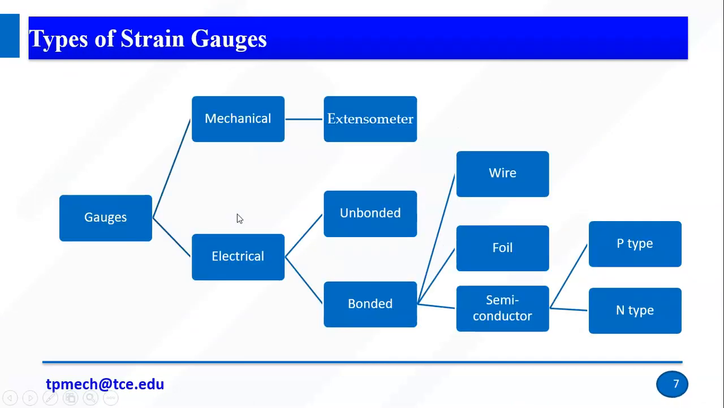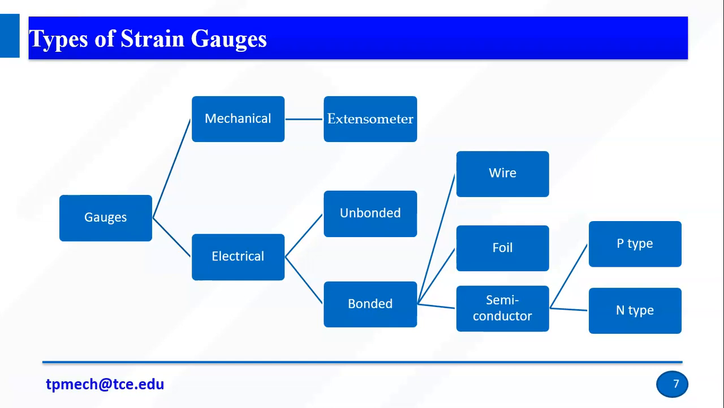Right, so types of strain gauges. Strain is generally measured with the help of gauges. So a gauge is a device. It may be an electrical gauge. With the gauge we are going to measure the strain. So for gauges, we have two types. One is the mechanical gauge, another one is the electrical gauge. But commonly we use electrical gauges alone. The usage of mechanical gauges is somewhat less compared to electrical gauges.